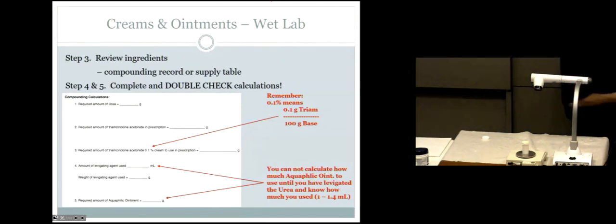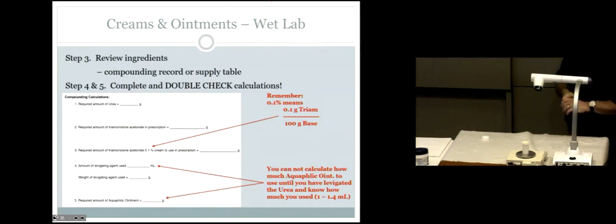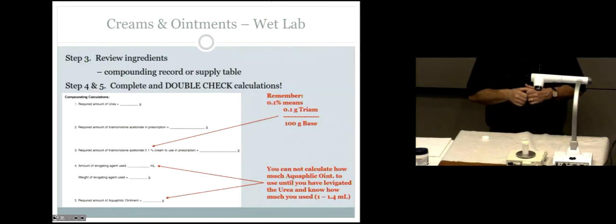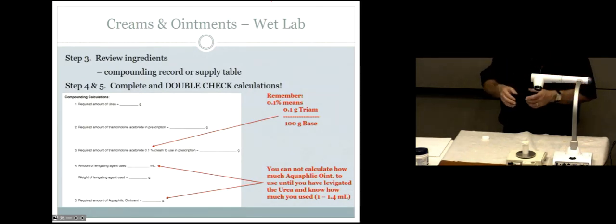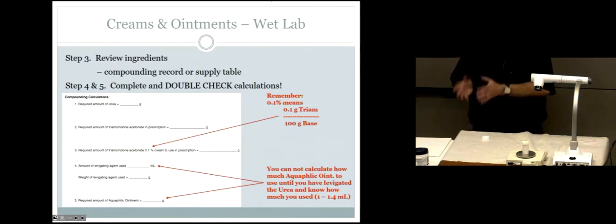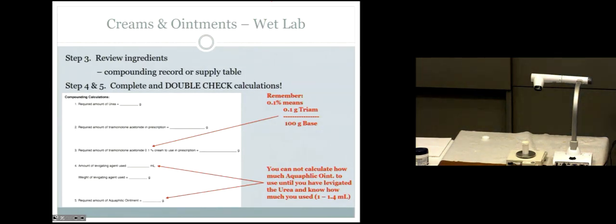Okay, so by helping you with that, you'll kind of figure it out. So here's the deal. Can you calculate how much aquaphilic ointment you need before you levigate? No, because you can start with the total amount with your 10% excess, subtract your urea, you can subtract your triamcinolone, but you don't know how much to subtract for the weight of the glycerin until you've actually levigated it. So you're going to have to levigate based off of that volume, convert it to a weight, subtract that weight with everything else, then you can figure out how much aquaphilic you need. Okay, so don't forget or get confused about that part of it.